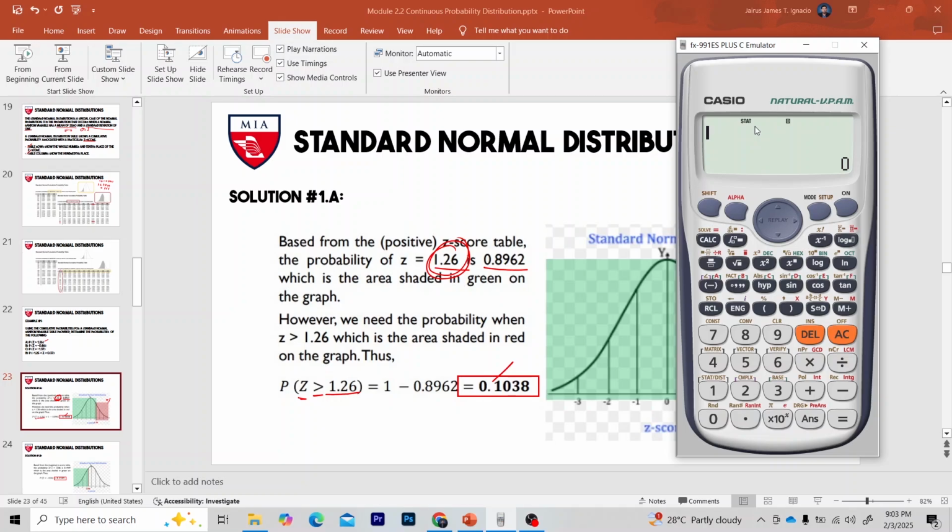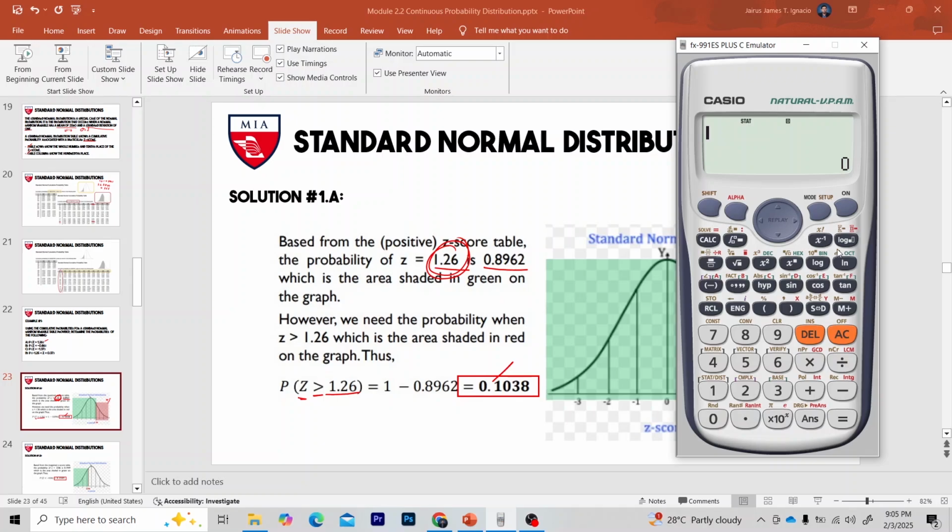Then, to make sure that your calculator is in stat mode or statistics mode, there is an icon present here. So we have stat. I don't know in other calculators it is S or something, but in this type of calculator, it is stat. Always remember, in terms of solving problems under standard normal distribution, or majorly in z-scores, we are using the stat function or stat mode in our calculator.